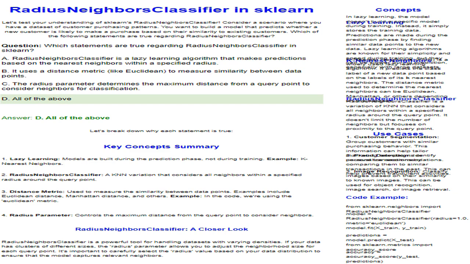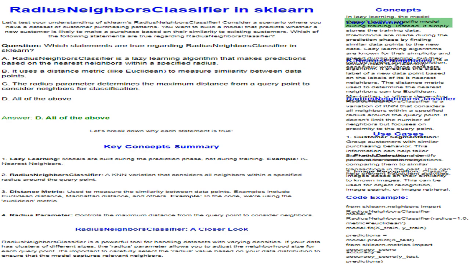Radius neighbors classifier is a variation of KNN that considers all neighbors within a specified radius around the query point. It doesn't limit the number of neighbors but focuses on proximity to the query point. Lazy learning. In a customer churn prediction model, where you have historical customer data, you can use radius neighbors classifier to identify customers similar to those who have churned in the past by looking within a specified radius of a new customer's features.